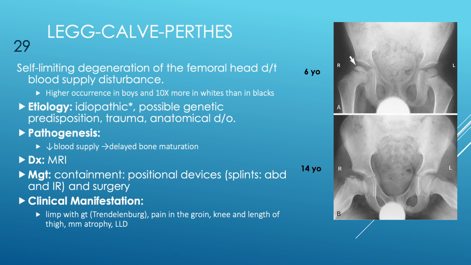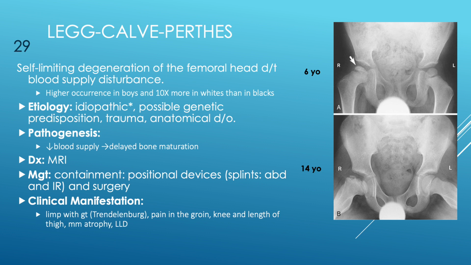The pathogenesis includes decreased blood supply leading to delayed bone maturation. It is diagnosed with MRI, which is often used for diagnosis. Management includes containment strategies, which aim to ensure the vulnerable part of the avascular femoral epiphysis is contained in the acetabulum. Positional devices such as splints position the hip in abduction and internal rotation. Surgery may be necessary in some cases.